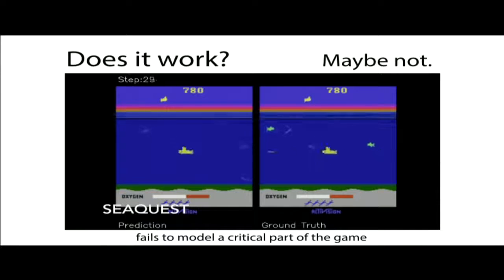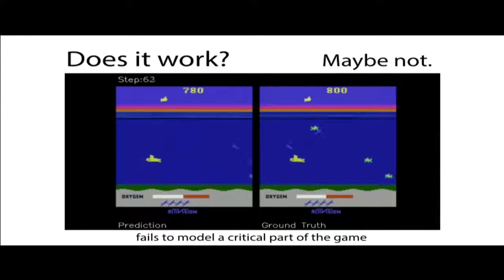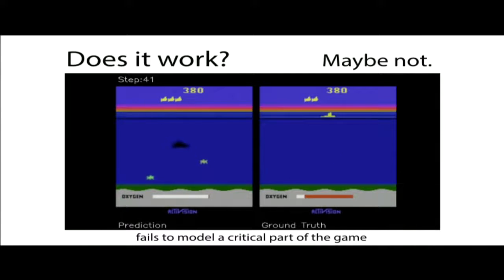And so here's an example on Seaquest, which is a bit harder. As you can see on the left side of the video, when new fish come out or divers come out, it's actually failing to predict that those divers and those fish will appear. And so it's really failing to model a critical part of the game, which is that you want to know where the fish are and where the divers are so that you can know where to shoot and where not to shoot.